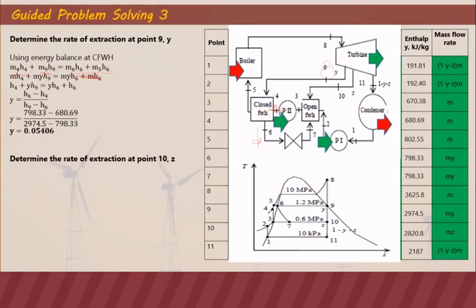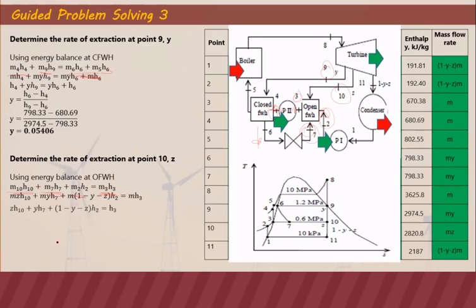For the rate of extraction at point 10, we are going to do an energy balance in the open feed water heater. As you can see here, the energy entering are 2, 10 based on the arrow, and 7, and the energy exiting is 3. So that's why we have the energy balance at the open feed water heater: M10H10 plus M7H7 plus M2H2 is equal to M3H3. Substituting the masses here from the table and canceling common mass, we are left with this one.